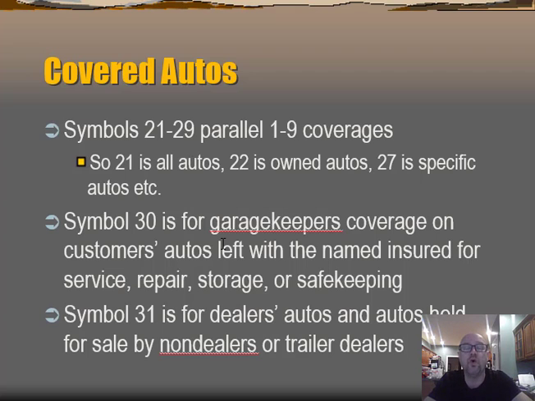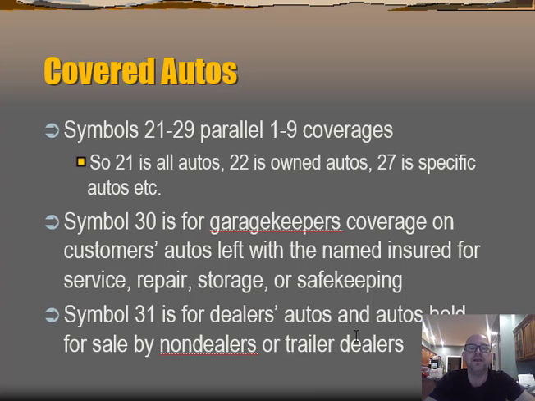So for the autos that are covered, we have symbols just like we did before. Symbols 21 through 29 are going to parallel the 1 through 9 symbols that we already talked about. So 21 is all autos. 22 is owned autos. 27 is specific autos, right? And again, with 27, the risk that you take is if you have a newly acquired auto that you fail to list. If it's not a replacement for one that was covered, then you're not covered for the damage, the liability that comes about from that auto, and that's a problem.